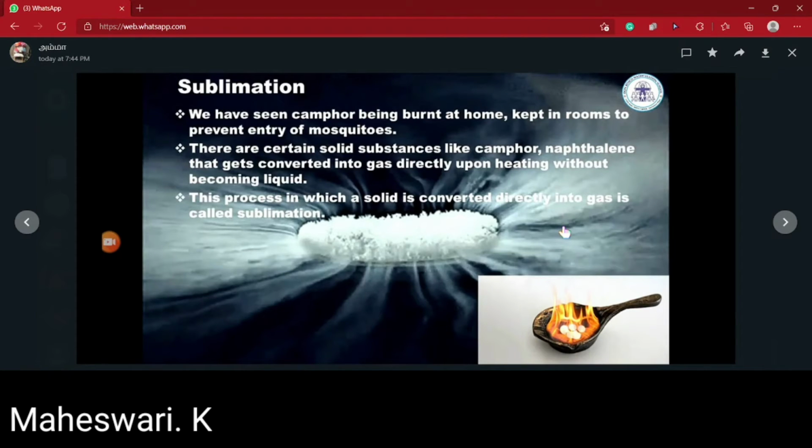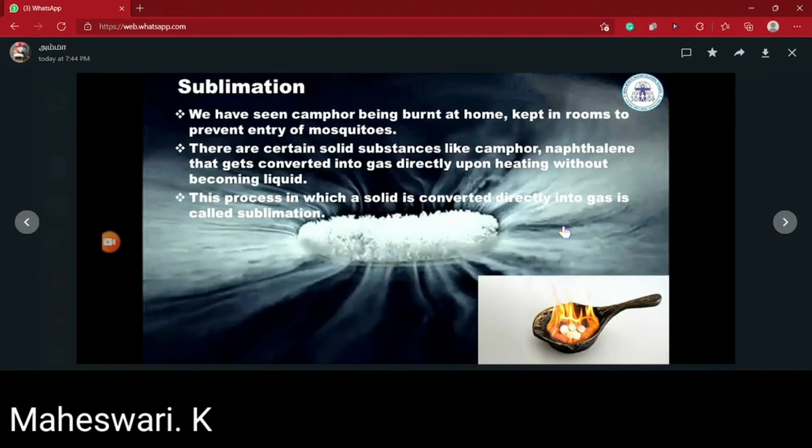Now let us know what sublimation is. We have seen the camphor being burned at home, kept in rooms to prevent the entry of mosquitoes. There are certain solid substances like camphor that get converted into gas directly upon heating without becoming liquid.